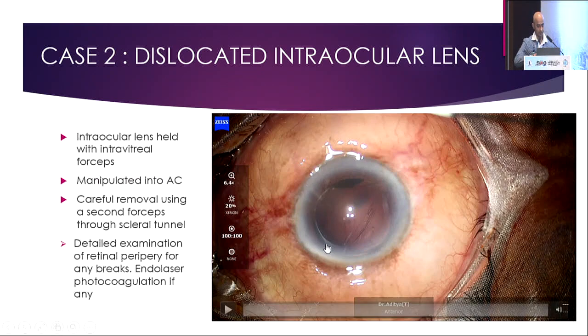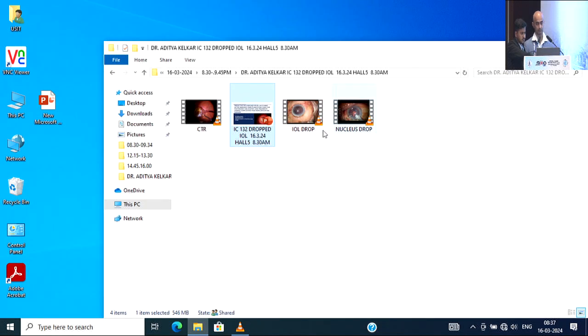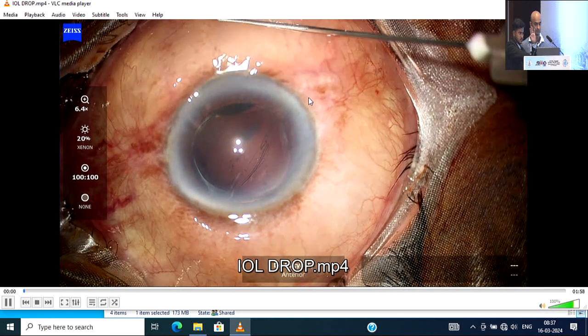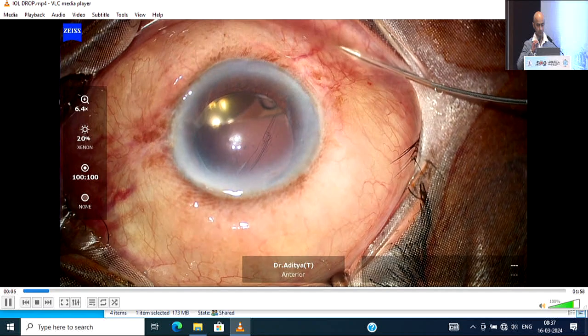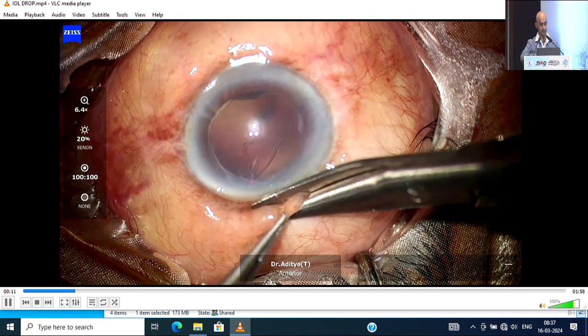This is another patient where we encountered a dislocated intraocular lens. Can you play the video again? So you can see a small intraocular lens is just behind the bag here. It's a single piece intraocular lens.